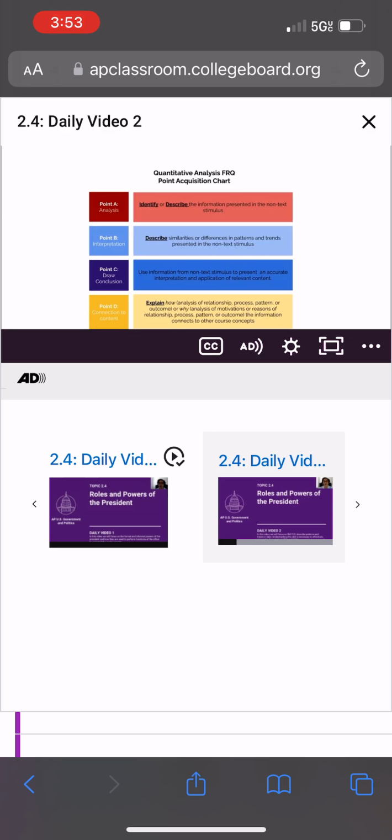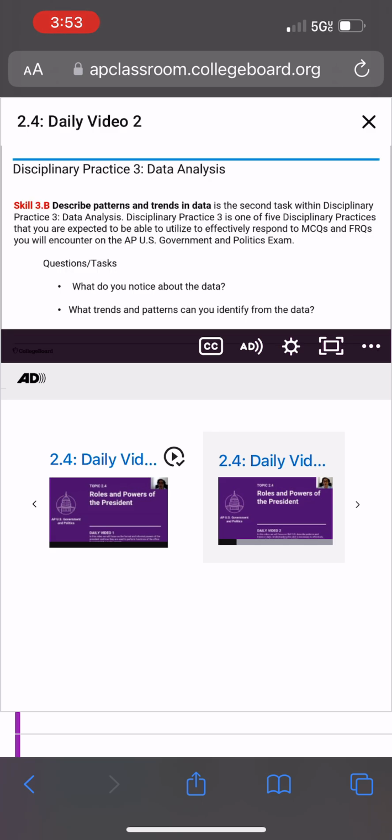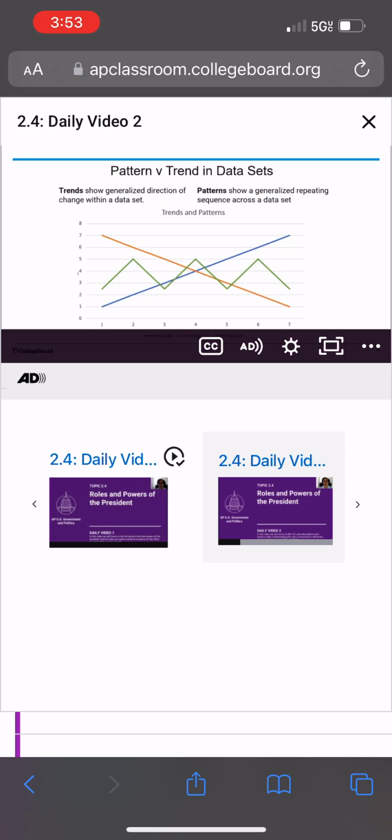All right, so we are with 3B here on this graphic, and we've got another description here, and we're breaking out that task into two subtasks. What do you notice about the data? What trends and patterns can you identify from the data? All right, there's something important to point out when we talk about patterns and trends, and you need to understand that they are two different things.